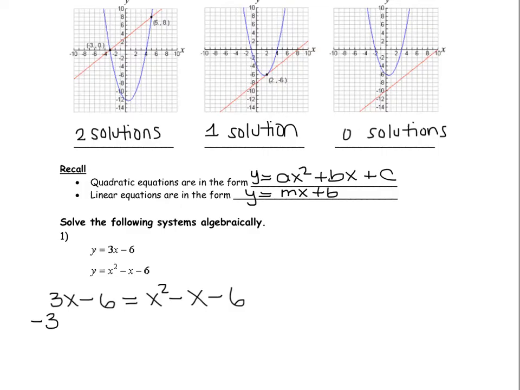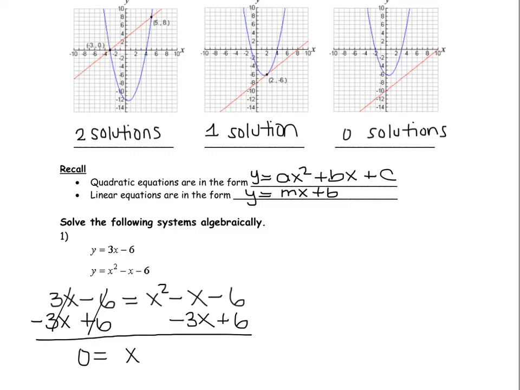Let's subtract the 3x and let's add the 6. So subtract the 3x and add the 6. I'm going to do this in one step. So those two will cancel. I'd be left with the 0 equals x squared. Now what is negative 1 minus 3x? You should be saying negative 4x. And what happens over here when I do negative 6 plus 6? You should tell me 0. So those actually cancel as well.